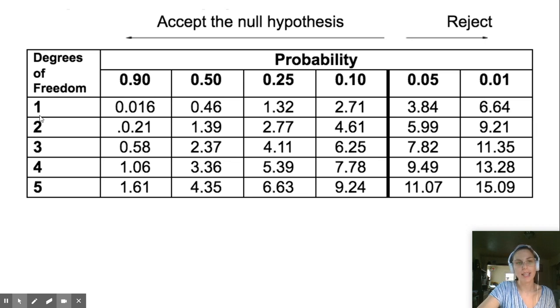So in this case, we have red and black. So red and black, 2, minus 1, so we have 1 degree of freedom. Now we need to see where it falls on this table.